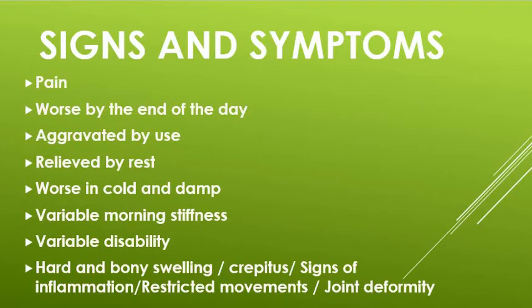And when you examine the hand, there will be hard and bony swelling with a sound called crepitus heard on movement of the joint. There will be signs of inflammation where the joint may become red, hot, and swollen with restricted movements, and joint deformity appears in chronic cases.